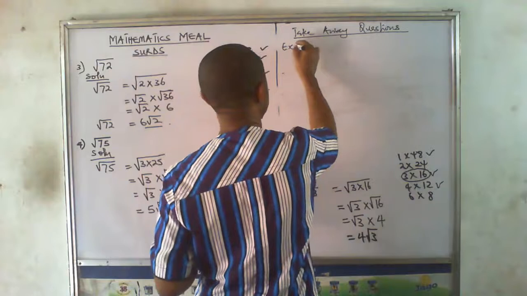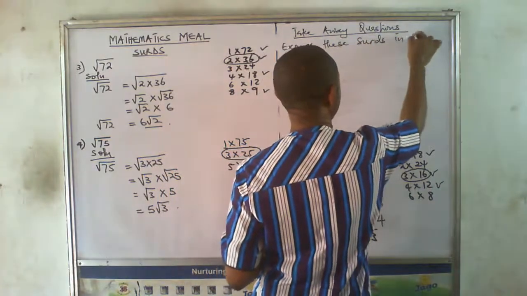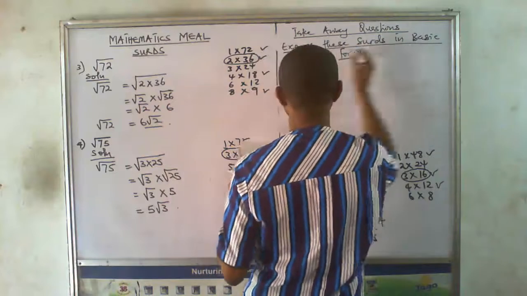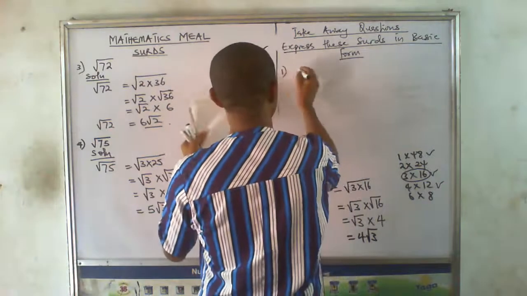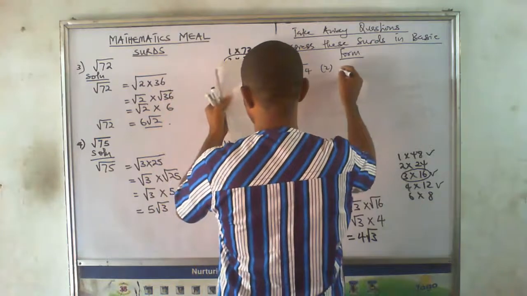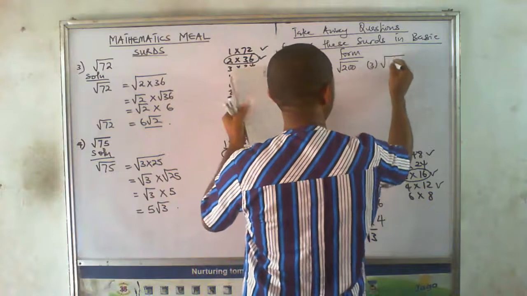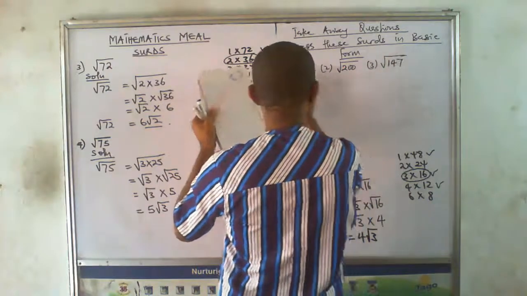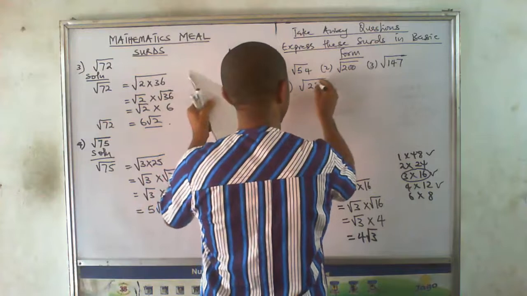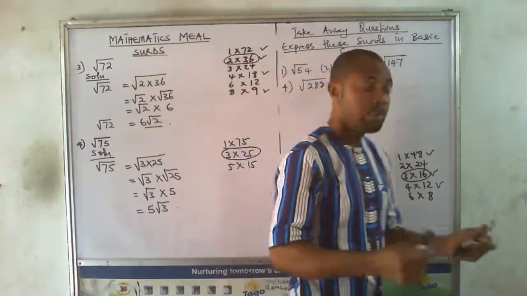All right, express these surds in basic form. Number 1, square root of 54. Number 2, square root of 200. Number 3, square root of 147. And number 4, square root of 288. All right, just these 4 questions. Express them in basic form.